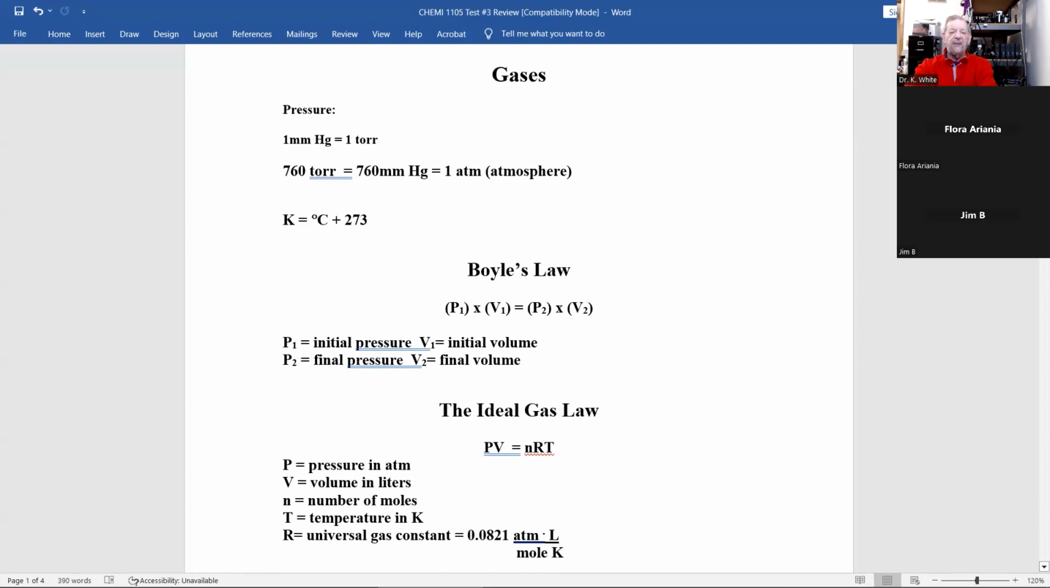Now, next I started talking about the gas laws. And gas laws are mathematical relationships that are always true. And the first one is Boyle's law. P1 times V1 equals P2 times V2. P1 is the initial pressure. V1 is the initial volume. P2 is the final pressure. V2 is the final volume. Now, in the problems I will give, or anybody would give, you're going to be given 3 of those 4 variables. And the fourth one you have to calculate using Boyle's law right here.